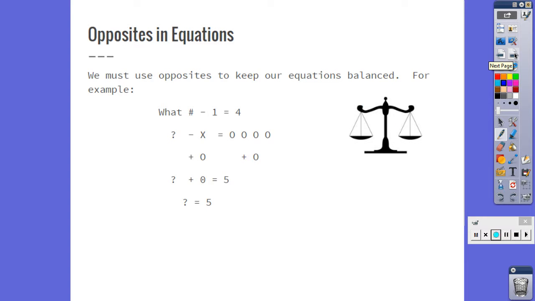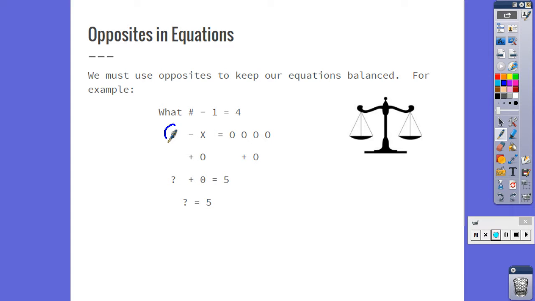So how are we going to talk about opposites in equations? We must use opposites to keep our equations balanced. For example, if we have what number minus 1 equals 4, this might be simple in our head, but I'm going to use a question mark for what number. That's what I'm trying to find. And I'm going to use this x as a negative number representation, equals 4 positive circles.